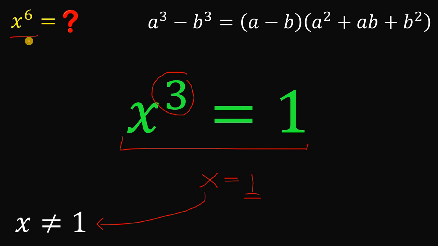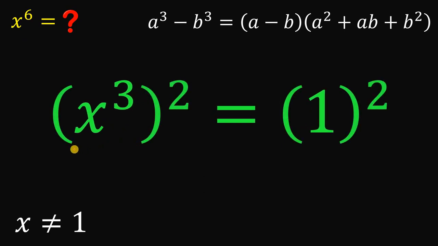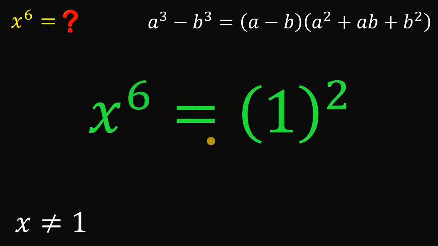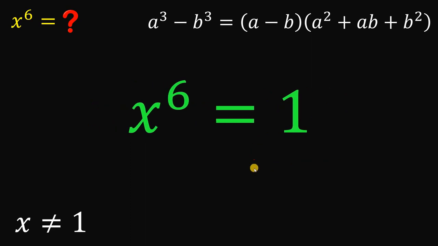So our goal here is to solve for the value of x raised to the 6th power. So let's square both sides. Because on the left-hand side, x cubed raised to the power of 2 will give us x raised to the 6th power. And it must be equal to 1 squared, and 1 squared is just 1.